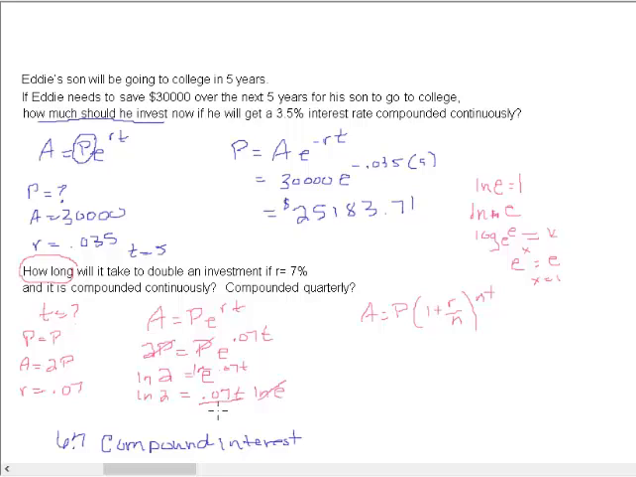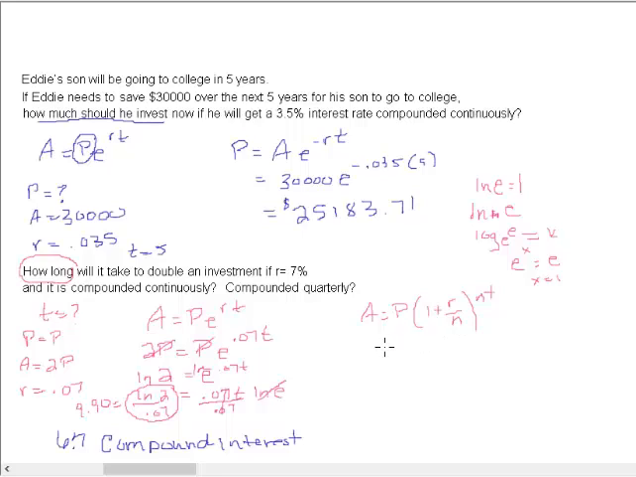So I just have this. I'm going to divide both sides by 0.07. So that cancels there, and t just equals this. So I'll plug that into my calculator and get, let's see, t equals 9.90, so almost 10 years it'll take to double that investment at 7% compounded continuously.